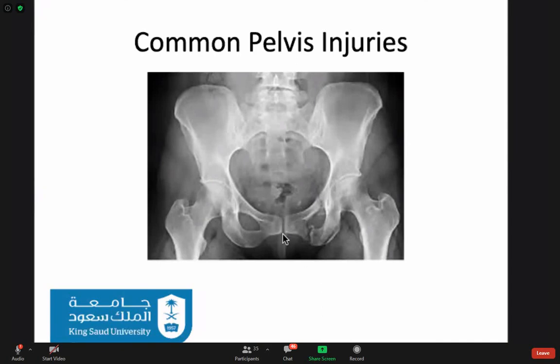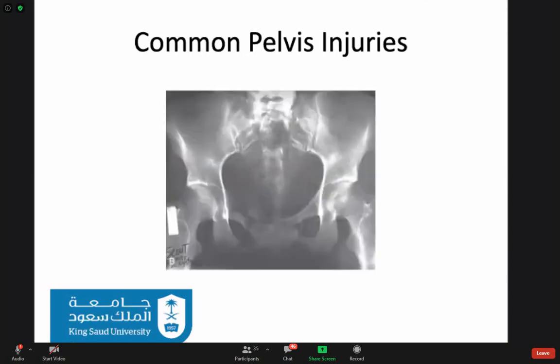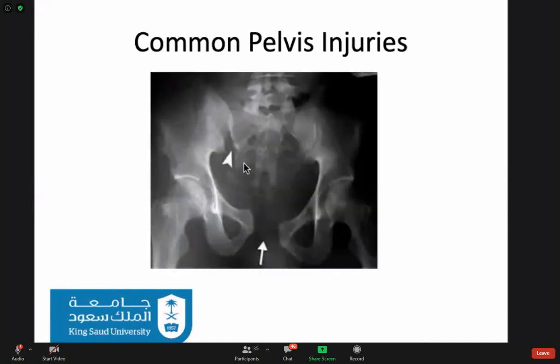So this is the symphysis pubis. And then we have superior and inferior pubic rami. This is an inferior pubic ramus fracture. What's this? Also pubic rami. But this is a straddle fracture because it involves all four. Okay. What's this? This is a sacroiliac joint fracture. So this is the SI joint. This is a fracture. And then this is the second component, which is the open book.